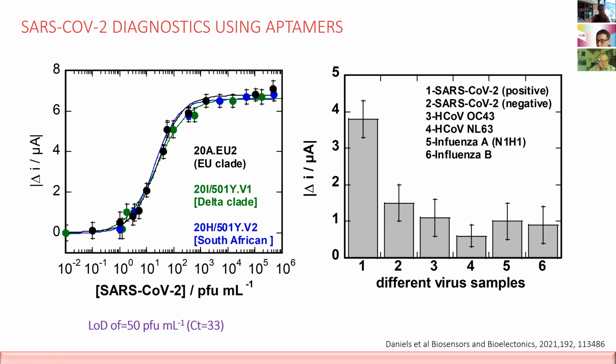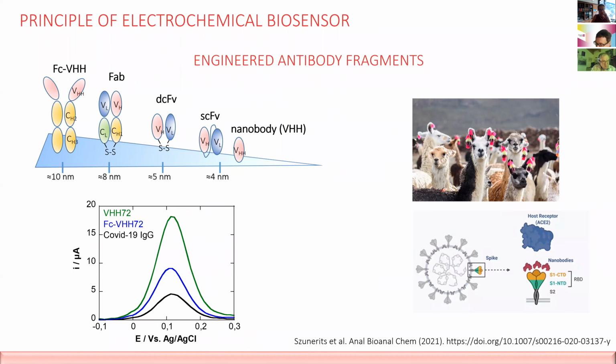And you can also get very nice selectivity on this. So why did I talk about these types of things? Because this is what I want to finish up.